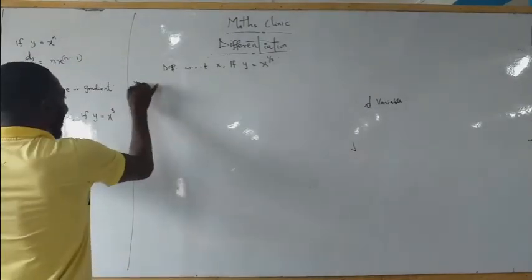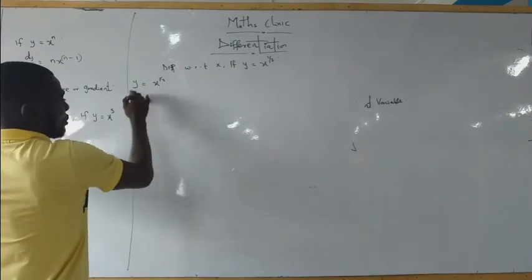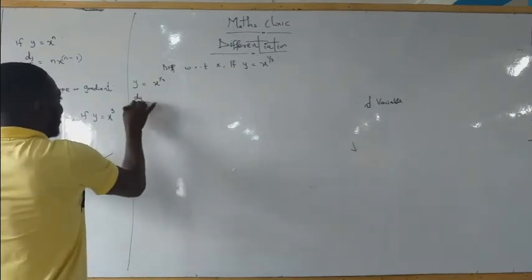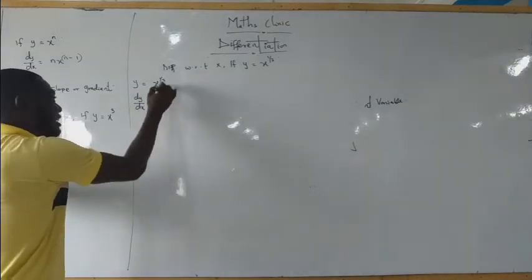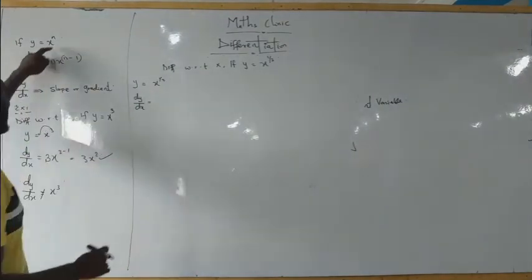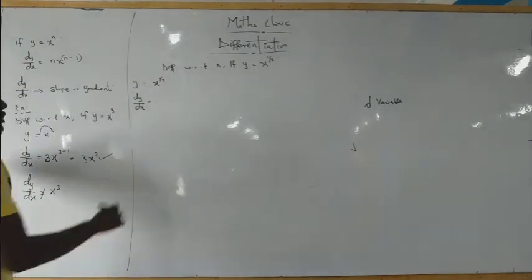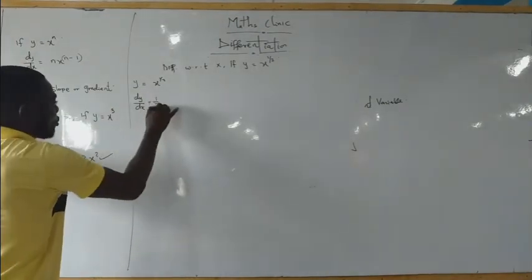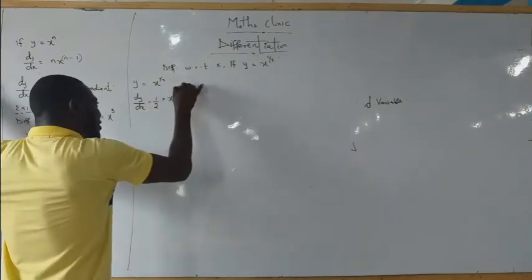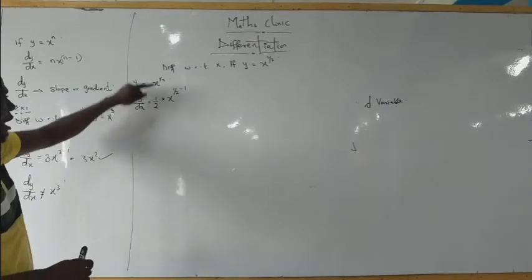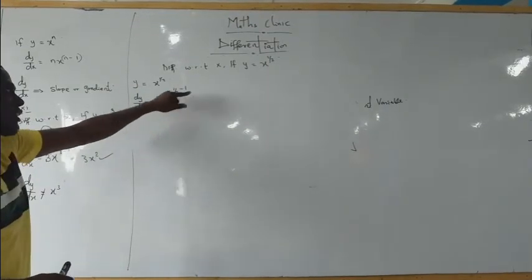So we can have y equals x raised to the power half. Differentiate this: dy over dx. The next thing after writing dy dx is to take the power to the front, that is, the power becomes the coefficient. That becomes 1 over 2 times x raised to power 1 over 2 minus 1.